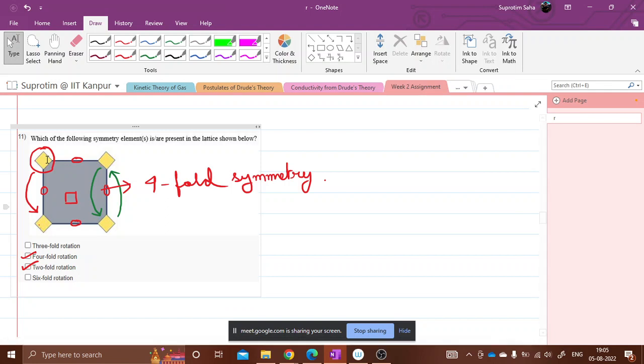Had there been a non-symmetric motif, let's say like a molecule, then we have to think about how many symmetries you will have. So it all depends on the motif. In spite of having the bare symmetry of the lattice, you have to think about the atoms and the motifs, right?